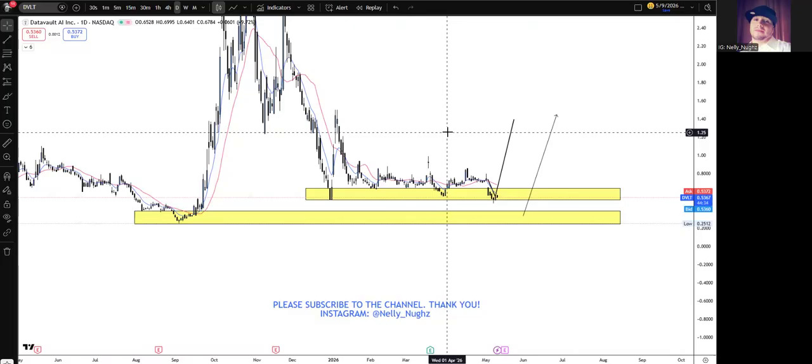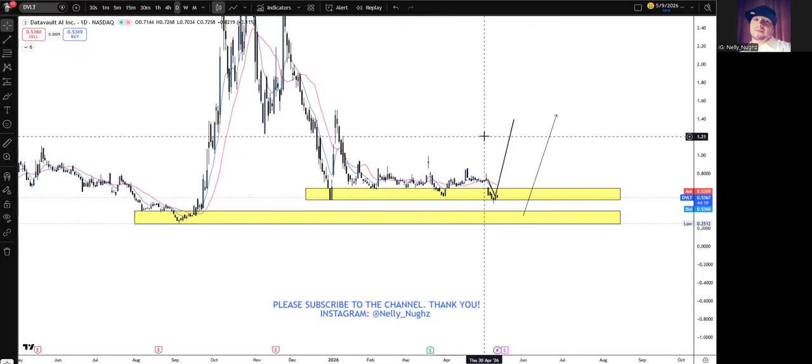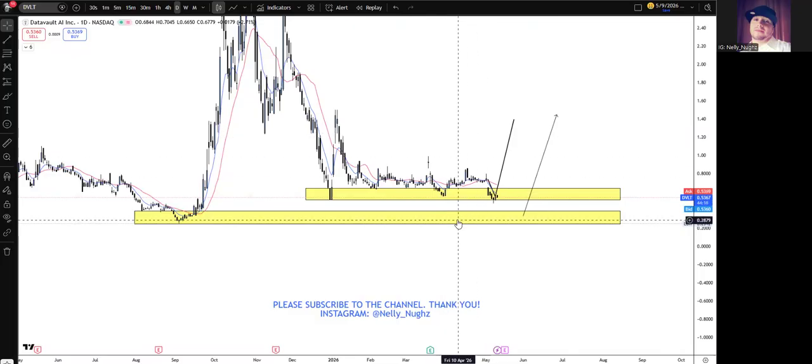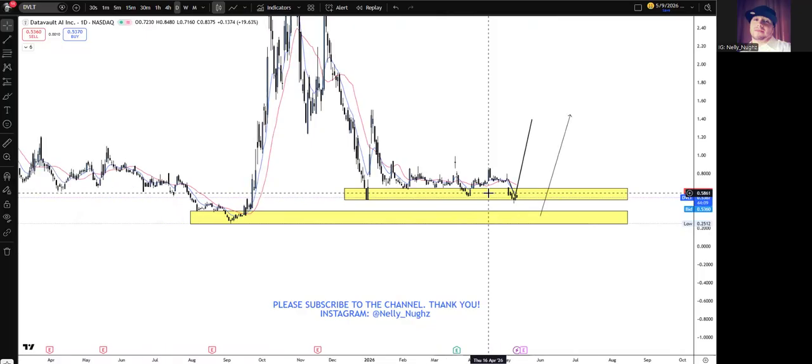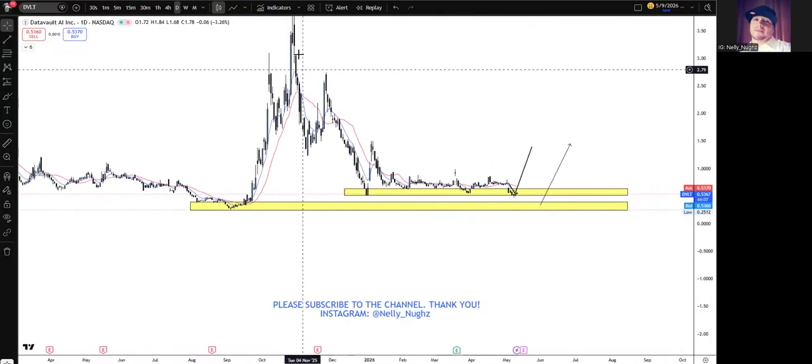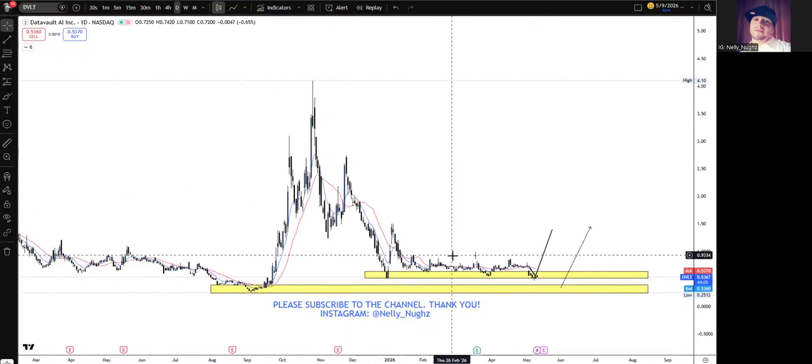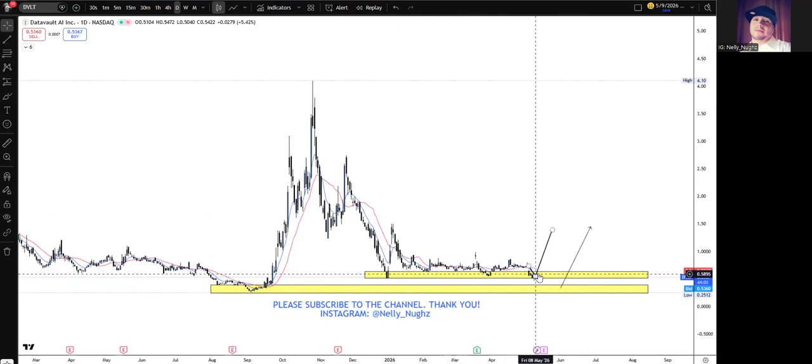So today we have Data Vault, or Data Vault. Some people say data, some people say data. Vault AI, and their ticker symbol is DVLT. And we are here at the daily time frame, the daily chart. And we are off to a great start so far with price being in our area around basically 56 cents. So not bad. Not bad. I mean, it's come down a very drastic drop, and it looks to be holding within this area here.